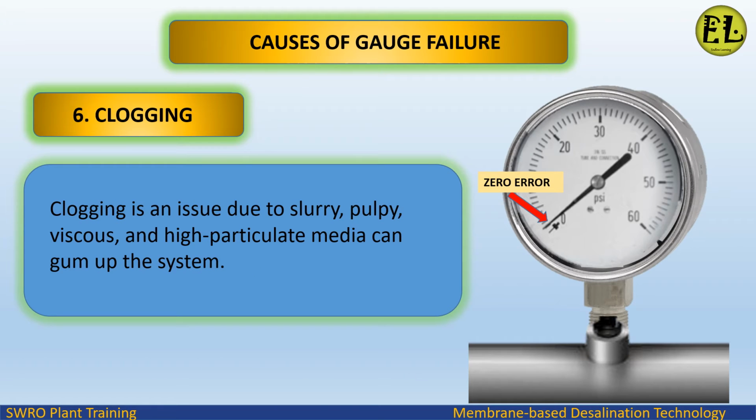Causes of gauge failure 6: clogging. Clogging is an issue because slurry, pulpy, viscous, and high particulate media can gum up the system.